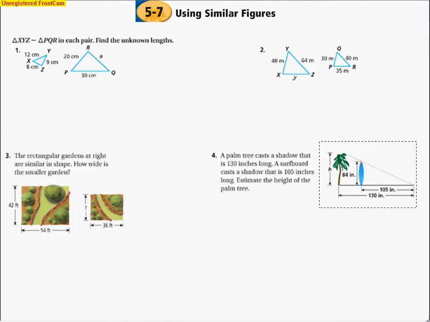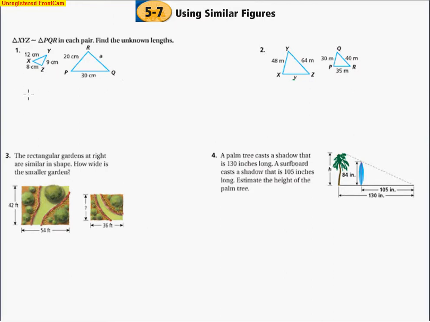These are the first 4 problems from the textbook for Chapter 5, Section 7, using similar figures. We're going to end up using proportions to solve these problems. So let's take a look at the first one. Here we are looking to find the unknown length, and the unknown length is a in this case.